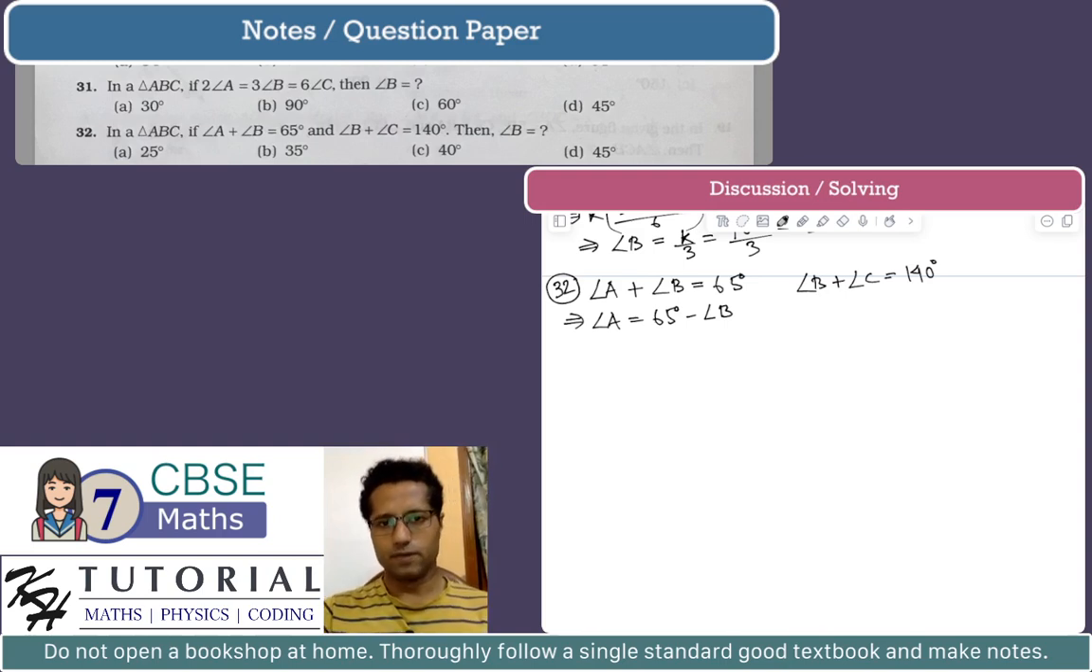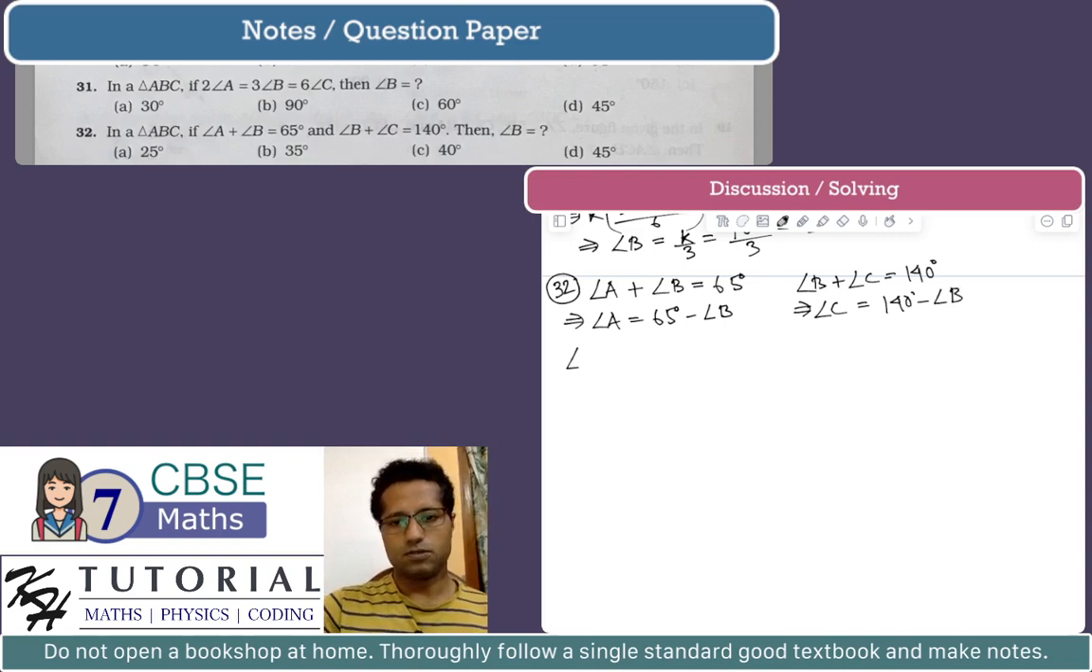Okay, let me solve this way. There is another, I think, a better way. I will solve it later on. So from this angle B plus angle C equals 140 degree, I will find angle C in terms of angle B, which is 140 degree minus angle B. Now I will use the angle sum property, that is angle A plus angle B plus angle C is equal to 180 degree.